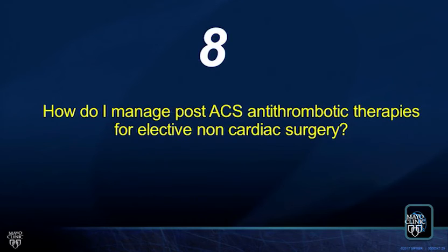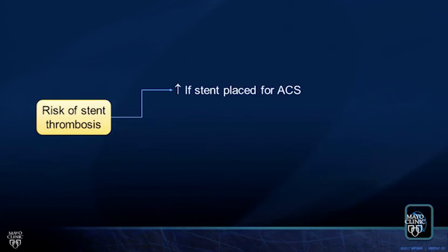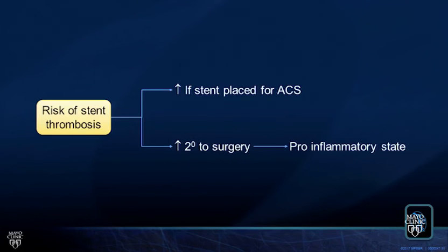Question number 8. How do I manage post-ACS antithrombotic therapies for elective non-cardiac surgery? Now, Mike talked about this in the stable ischemic heart disease setting. The risk of stent thrombosis is increased if the stent was placed in the setting of an acute coronary syndrome and secondary to the surgery itself, which provides a pro-inflammatory state.